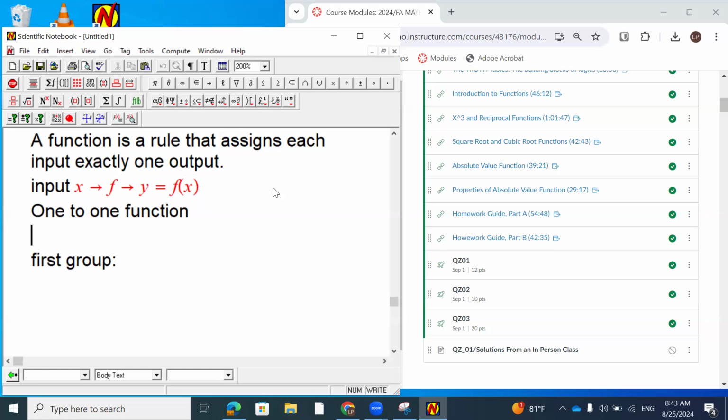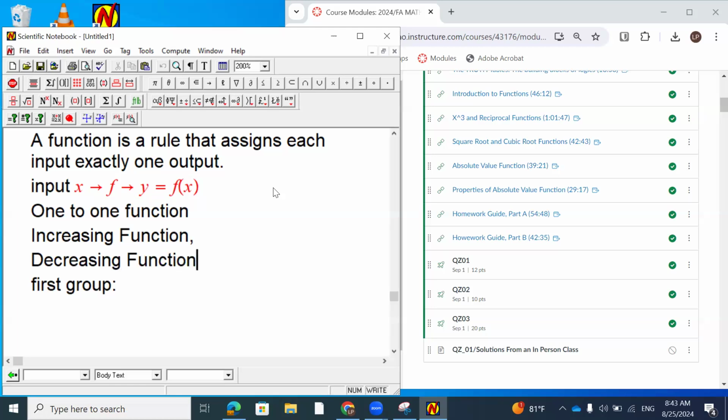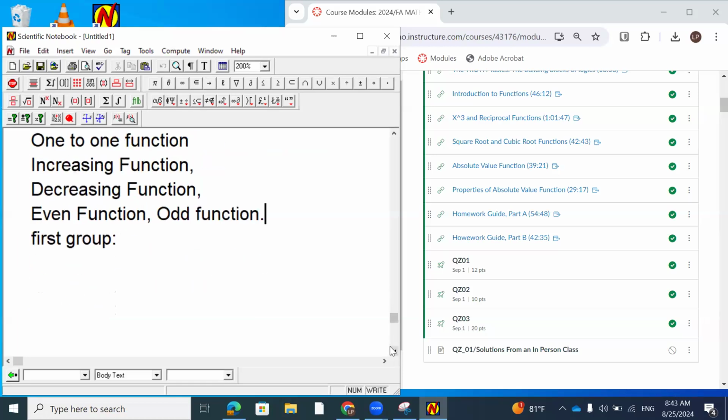And secondly, we're going to talk about increasing functions and decreasing functions, and even functions and odd functions. All of these concepts. Once we get into the first group, we're going to apply these concepts many times over to the functions in the first group we're going to study.